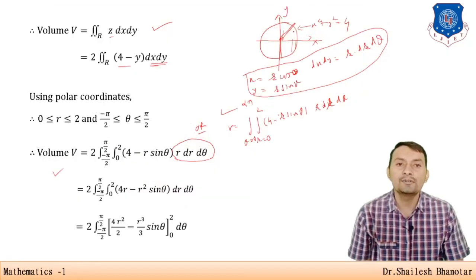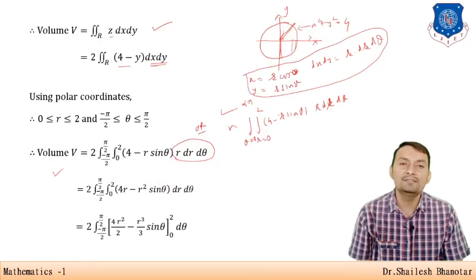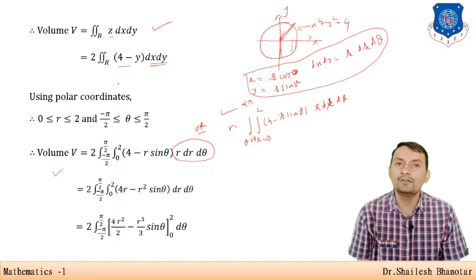So when you take the projection on the xy plane, you will get a circle with center at the origin and radius 2. For simplicity I'm going to use polar coordinates. So x equals r cos theta and y equals r sin theta, and dx dy becomes r dr d theta, as we have discussed earlier.